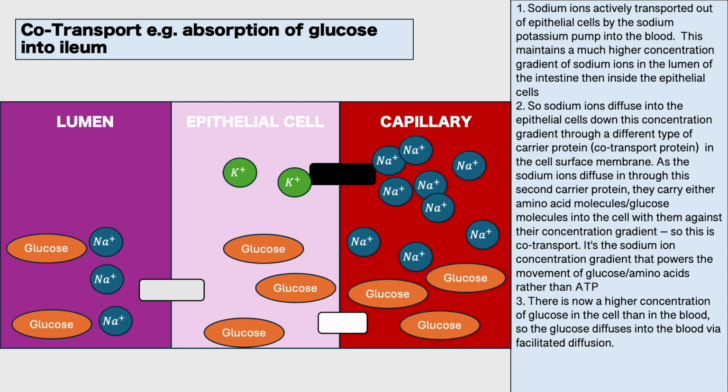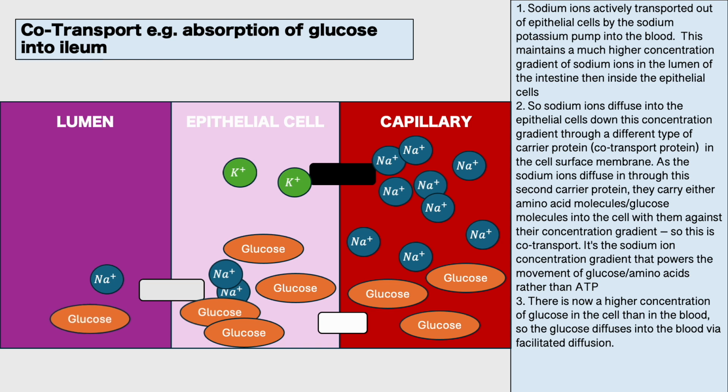So, sodium ions can diffuse into the epithelial cells down this concentration gradient through a different type of carrier protein, or co-transport protein, in the cell surface membrane. As the sodium ions diffuse in through the second carrier protein, they carry either amino acid molecules or glucose molecules into the cell with them against their concentration gradient. So this is co-transport via a co-transport protein.